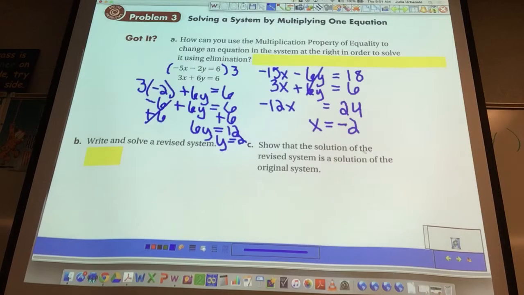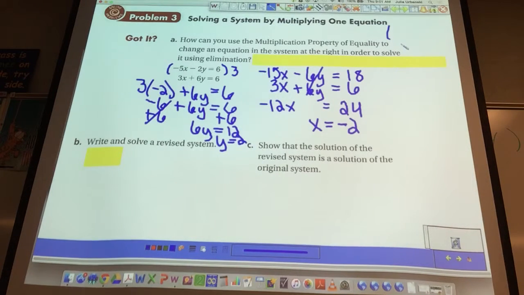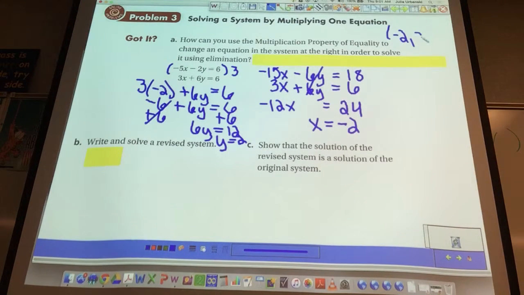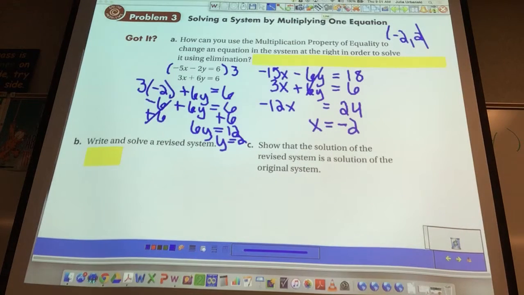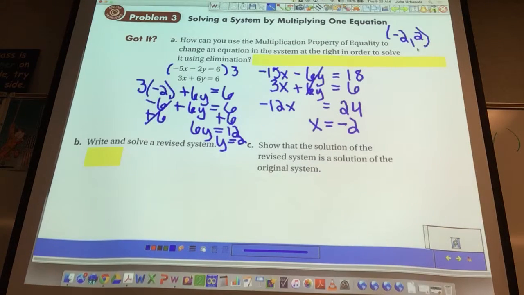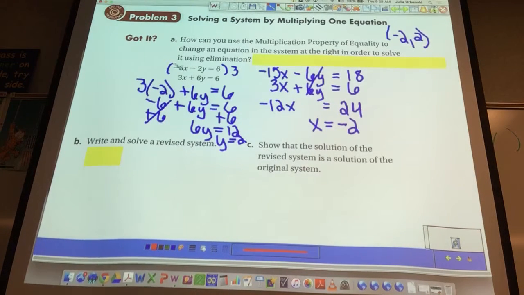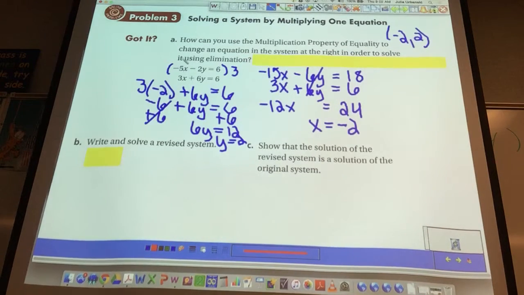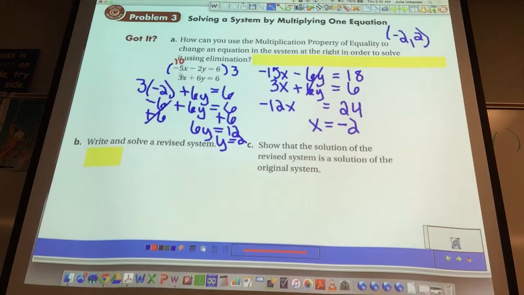That would be written, which one first, the negative 2 or the 2? Negative 2. The x and then the y. Do not forget to check it. Always, always check it. The x's are negative 2. That would be negative 5 times negative 2 is 10. And 3 times negative 2 would be negative 6.